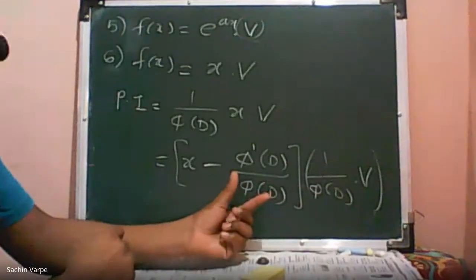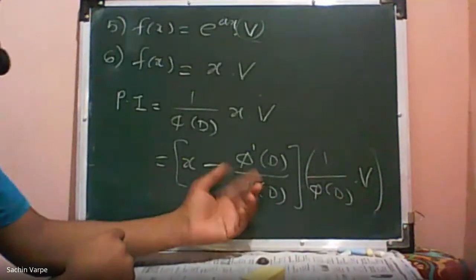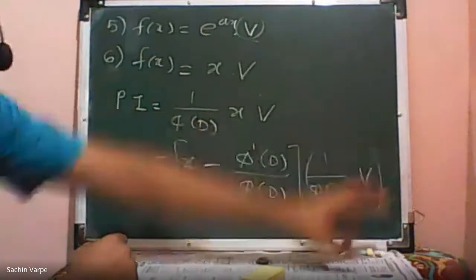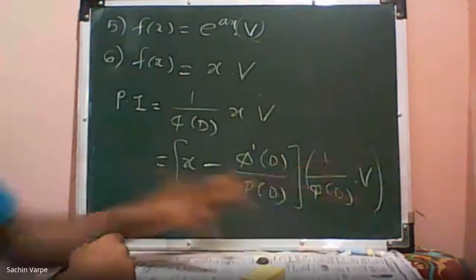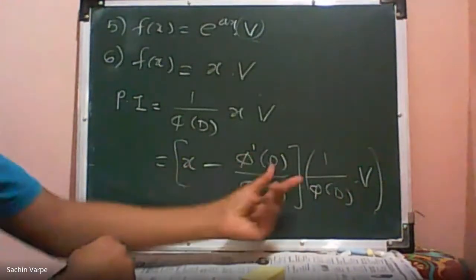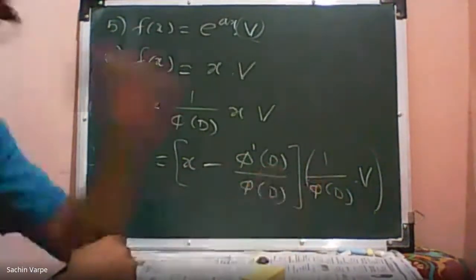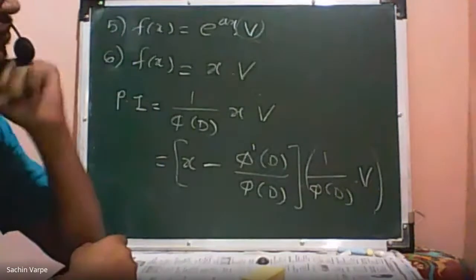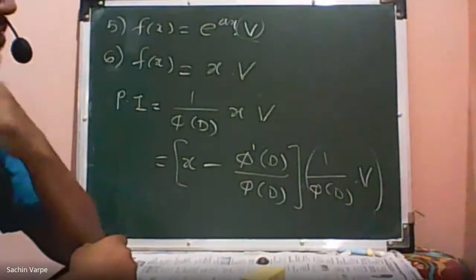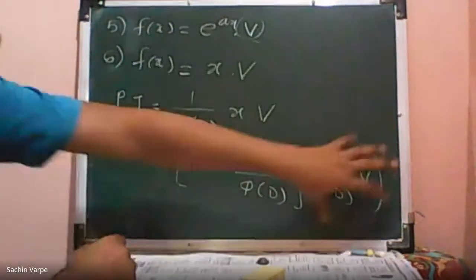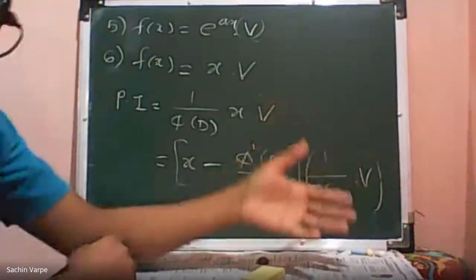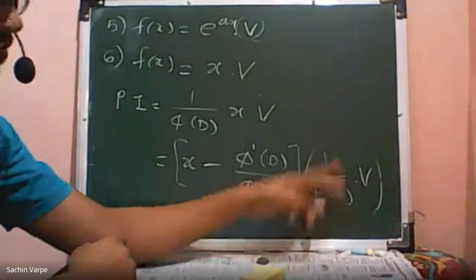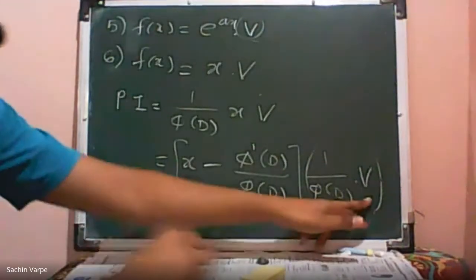Then we will proceed, or we will solve this bracket first according to the form of v, and then we will multiply by that function inside to each. And then we will again use 1 upon phi of d into that v, right? But here the main thing is that this should not be the case of failure. If this case fails, then we go to the next case, isn't it? So 1 upon phi of d into v should not be the case of failure.